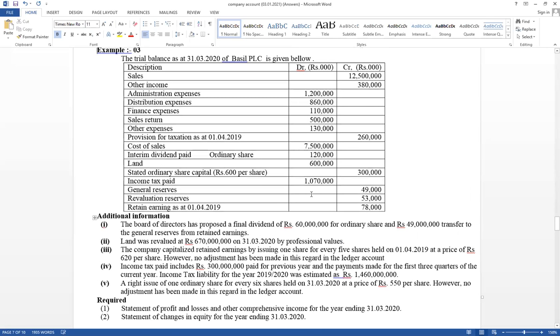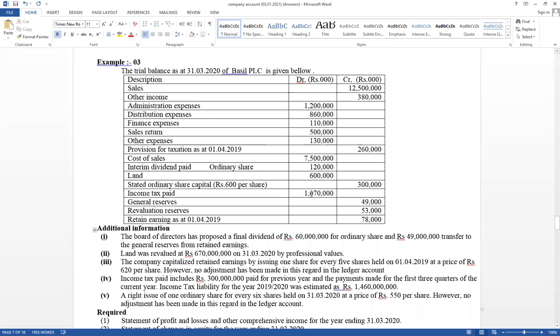EPF and ETF, you know how to adjust. Leasing adjustment, disposal adjustment, revaluation first time, second time, as well as damaged stock adjustment, goods sent on sales or return basis adjustment. Sometimes error correction is also given. In the trial balance, sometimes suspense accounts are given. Sometimes manufacturing and company are given. In this situation, you have to prepare a manufacturing account also. This is a specific area for a company. Specific area. All other things are adjustments.